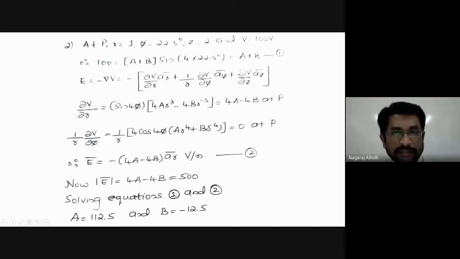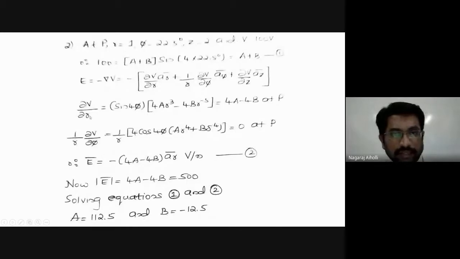Okay. Then dou V by dou r, let us find what dou V by dou r is. It is sine 4 phi times the derivative of the equation for V, which we have to differentiate with respect to r. We have already done that in the previous part of the question.